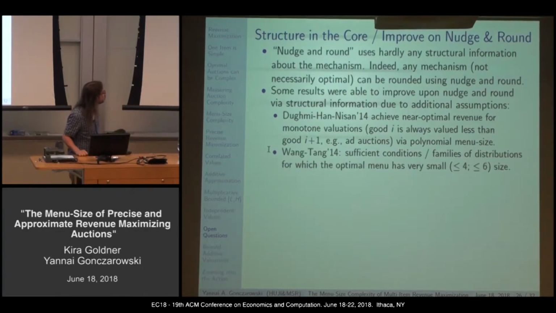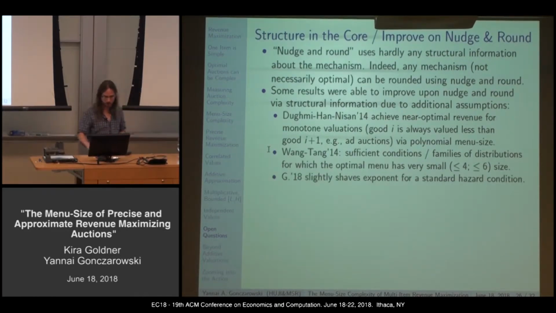Another paper is Wang and Tang 14. They show sufficient conditions, or rather identify families of distributions for which the precisely optimal menu has a very small size, size 4, size 6. So it's very restricted. I mean, these families of distributions are kind of restricted, but maybe something like this could be done to show that larger families of distributions have small menu sizes, not for the optimal menu, but for approximating the optimal menu.